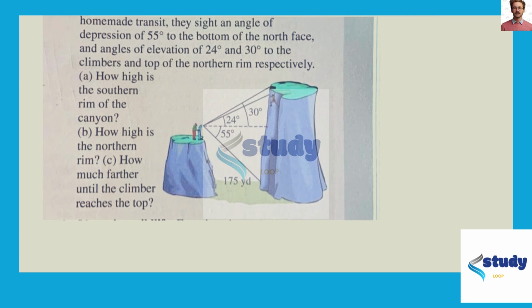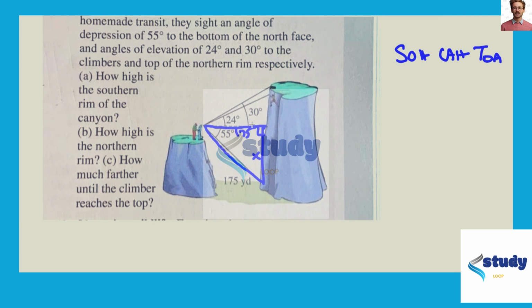This height would be equivalent to that, so we really just want to find this part of the triangle. And the 175 would be the same distance here. So let's find, I'll call it X, in this right triangle. And we want to be thinking of right triangle trig ratios, SOHCAHTOA: sine, cosine, tangent.